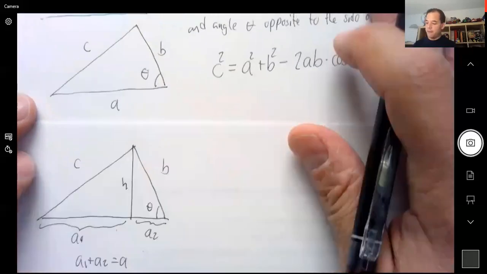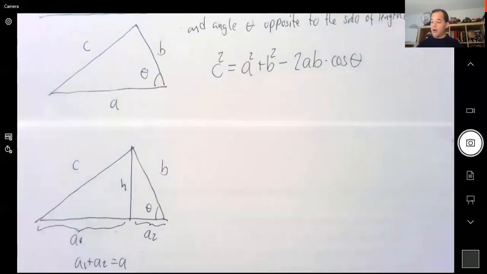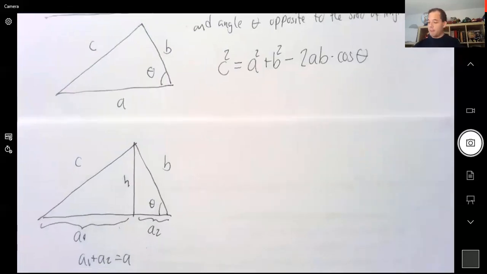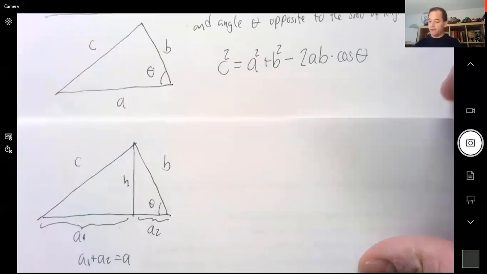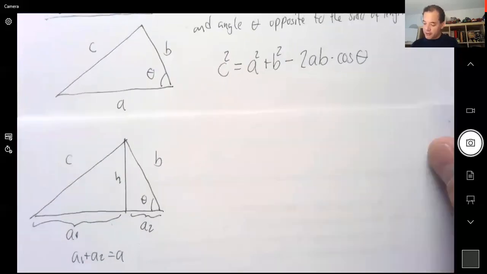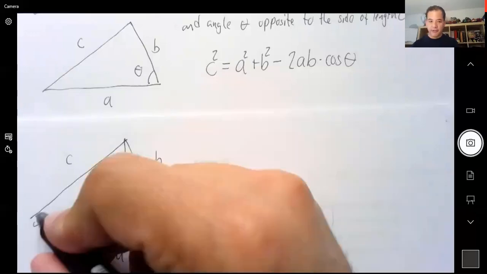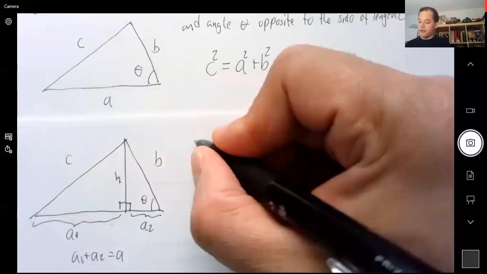All right. Now, I'm going to deduce why this law of cosines is true. Here's how I'm going to do it. I'm going to apply the Pythagorean theorem to those two little right triangles you see here, this little triangle and this other triangle. So let's use the Pythagorean theorem.